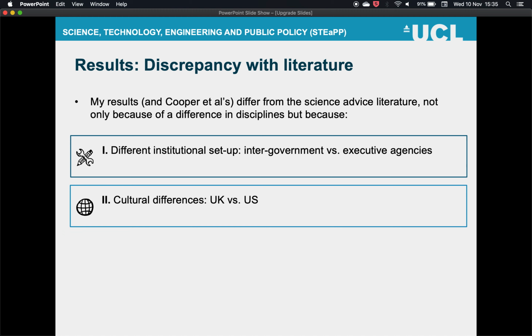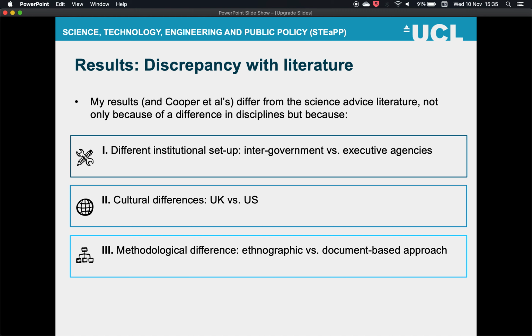There's also a cultural element at play, where we look at the UK, where policy is a lot more consensual, a lot less formal than the US, which is a lot more confrontational. And I think that influences a lot the way the policymakers and the engineers interact. There's also a methodological difference: ethnographic versus document-based approaches. The science advice literature looks at already made decisions with a limited number of interviews, whereas we look at policy that is in motion through ethnographic methods.